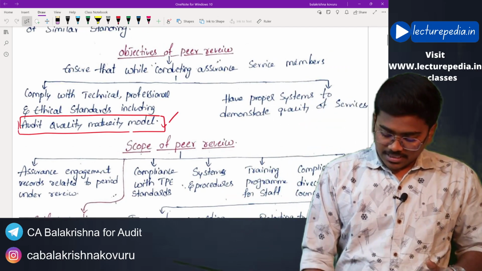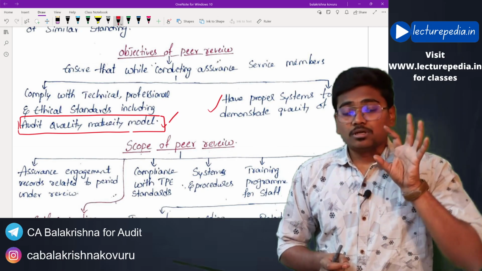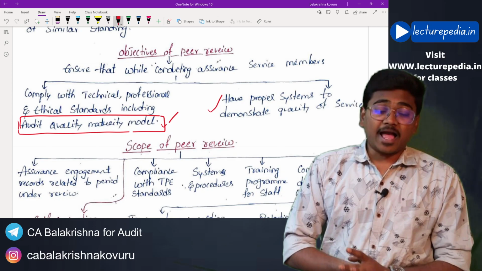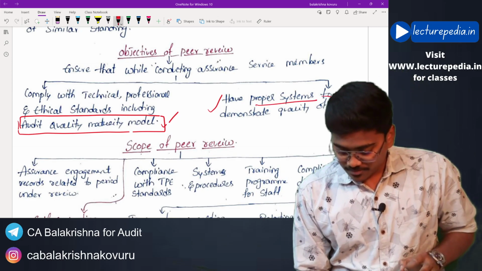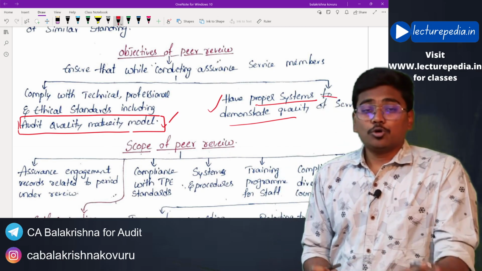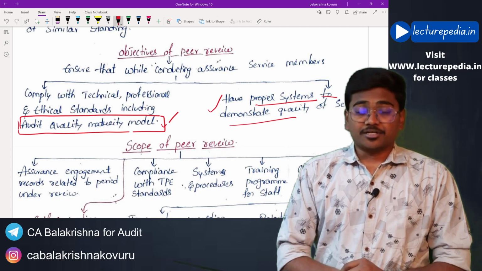Now, another objective is that the peer reviewer has to ensure whether the practicing unit has proper systems to demonstrate the quality of assurance service that they are providing. These two are the objectives of peer review.